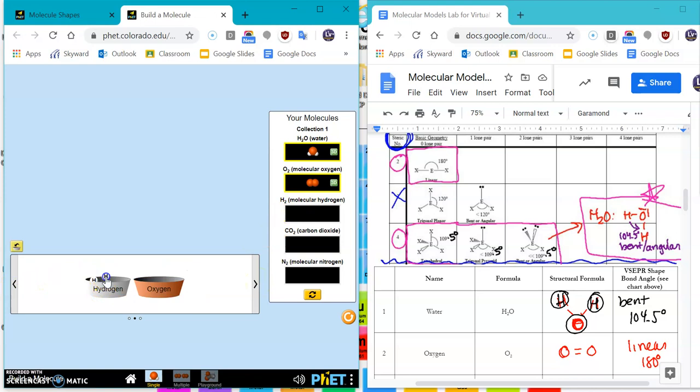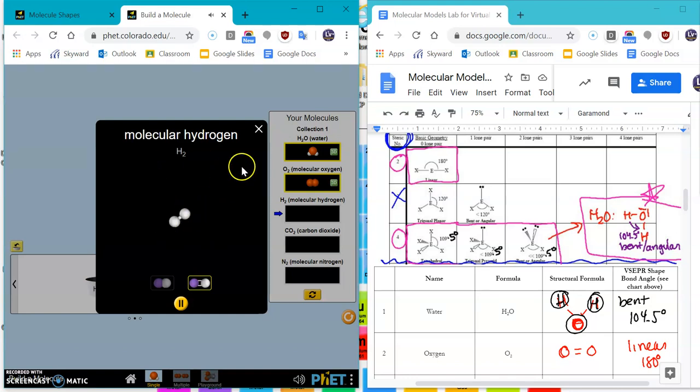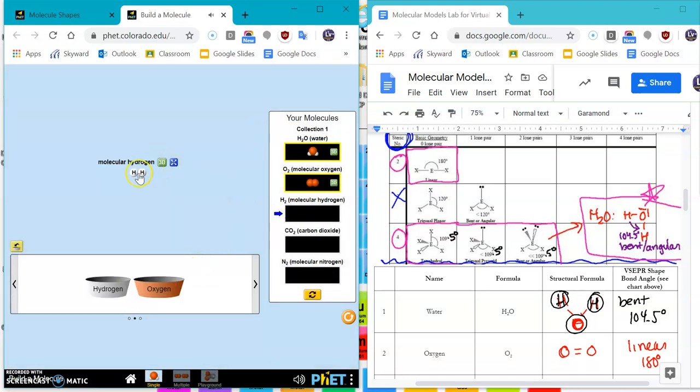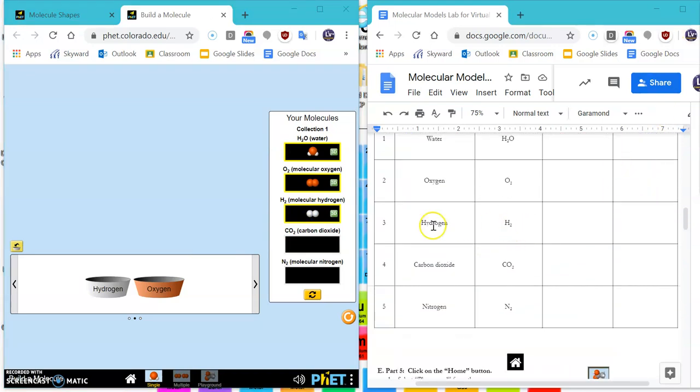Then you can do molecular hydrogen. Oh, I still have my hydrogen over here. You can build your hydrogen. Look at the 3D model. You can see it has that single bond inside. Add it here. And then over on the right-hand side, you can build your hydrogen, your carbon dioxide, and your nitrogen. And you can see they are all there.